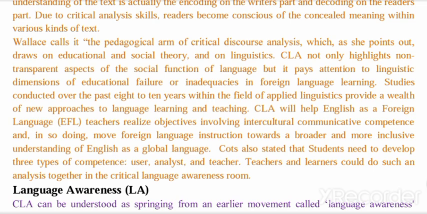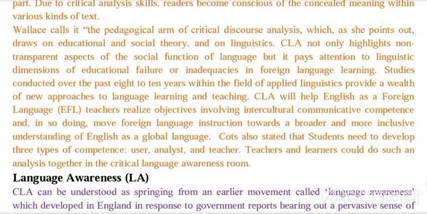Studies conducted over the past 8 to 10 years within the field of applied linguistics provide a wealth of new approaches to language learning and teaching. Critical language awareness will help English as a foreign language teachers realize objectives involving intercultural communicative competence, and in so doing, move foreign language instruction towards a broader and more inclusive understanding of English as a global language.